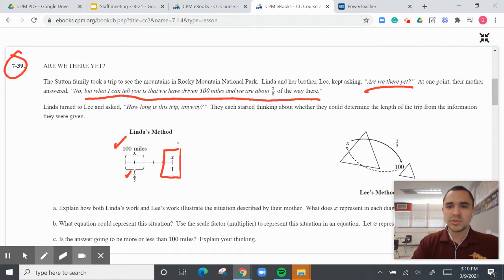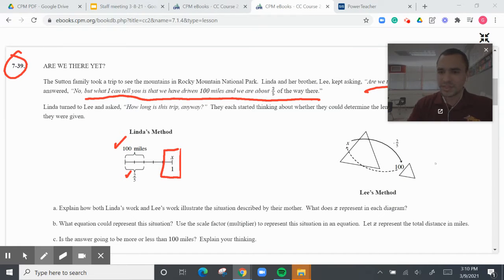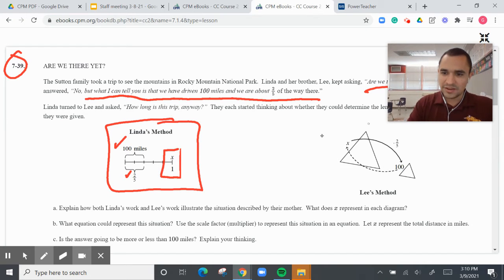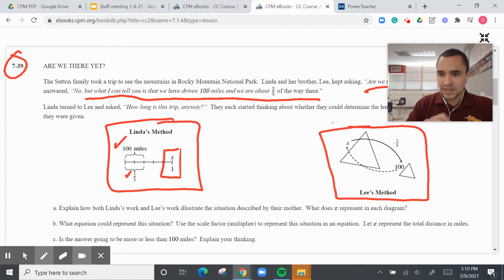All right. So they started thinking about what they can do. The first thing here, as we see, is that we have Linda's method, and there's Lee's method. What they're going to do is try to figure out what this missing x is. And both ways are a good way to find out. So explain both Linda's work and Lee's work, illustrating the situation described by the mother.